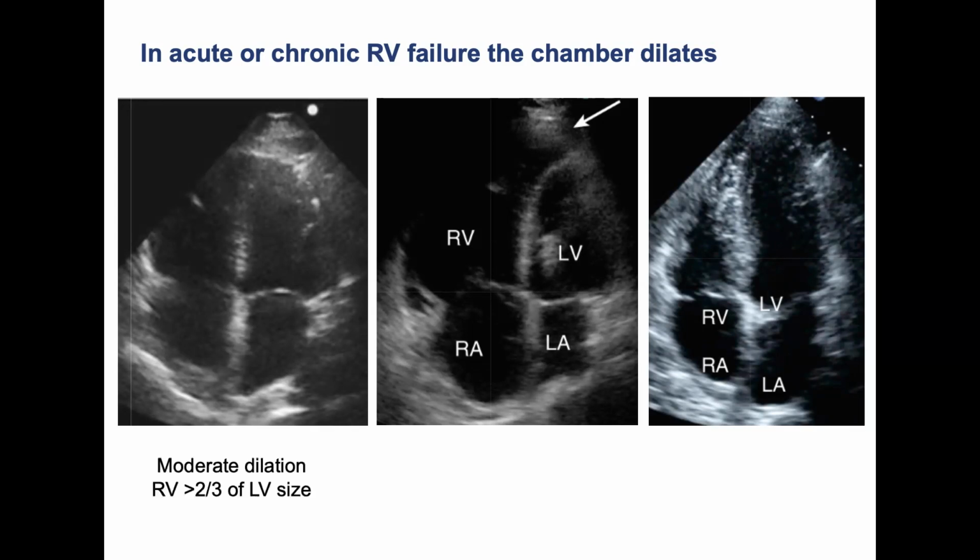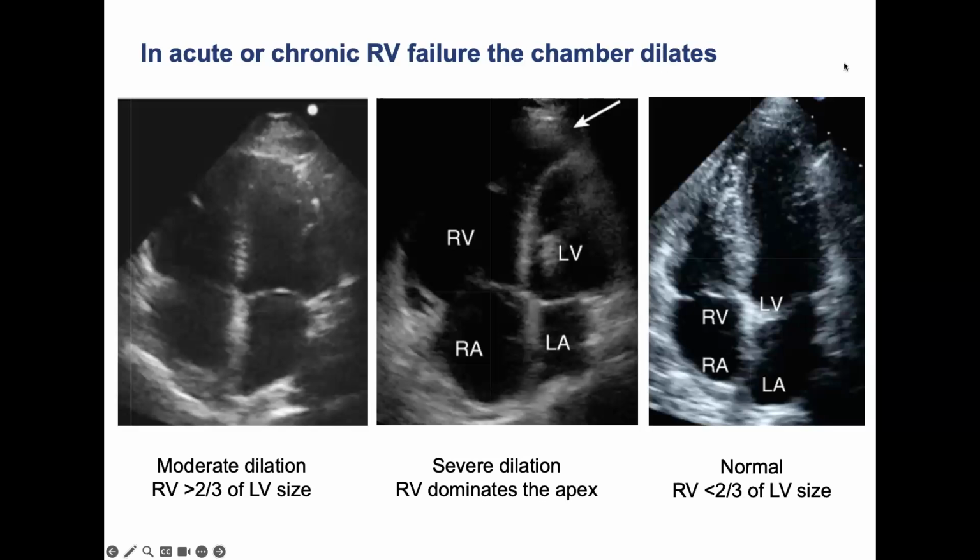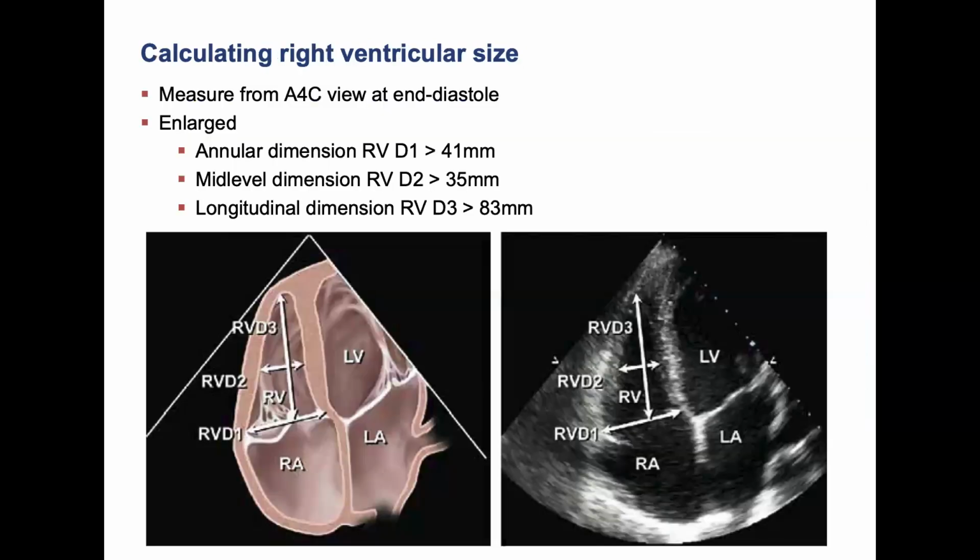So the left one is moderately dilated. If you look here, the right ventricle is about the same size as the left ventricle. And then as we move on, it's going to be severely dilated. So you can see that that right ventricle, which is clearly labeled, is actually bigger than the left ventricle. It's no longer really the small triangular shape that we would expect it to be. And it's starting to take over that apex, as that positive arrow sign shows us up here. And then in that third picture, that's the normal one we've seen where, again, the right ventricle is less than 2/3 the size of the left ventricle.